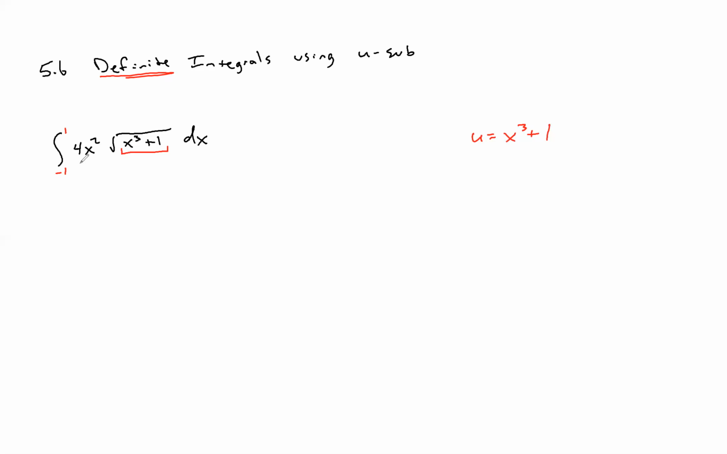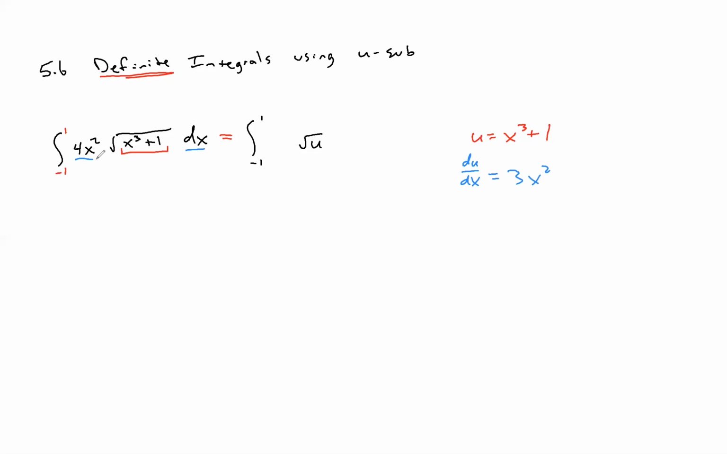All right, so let's get into this. We've got the integral from -1 to 1, and the thing under the square root, we're letting that turn into a u, so I've got the square root of u. But then I have this other stuff that I need to figure out what to do with, this 4x squared dx. Now if I come over here to my substitution and take the derivative of it, the derivative of u with respect to x is just 3x squared.